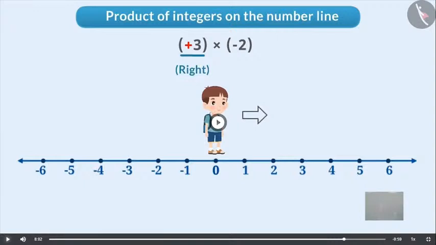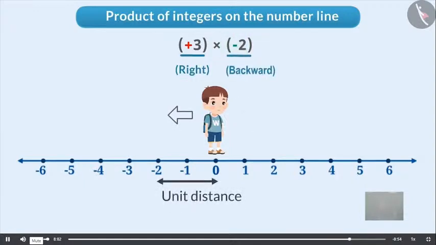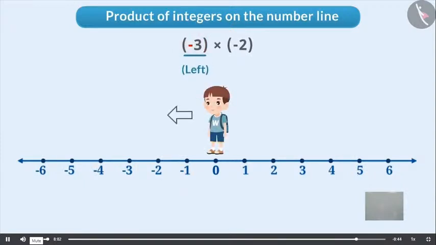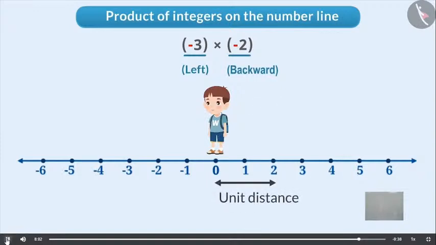For minus 2, yes, he will go backward. Since the second number is negative, he will take 3 steps of 2-unit distance in the backward direction. Therefore, the result of multiplication is minus 6. In minus 3 into minus 2, the first number is negative. That means the person is looking towards the left. And since the second number is also negative, he will take 3 steps of 2-unit distance in a backward direction. Looking towards the left and going back. Negative of negative. Yes?